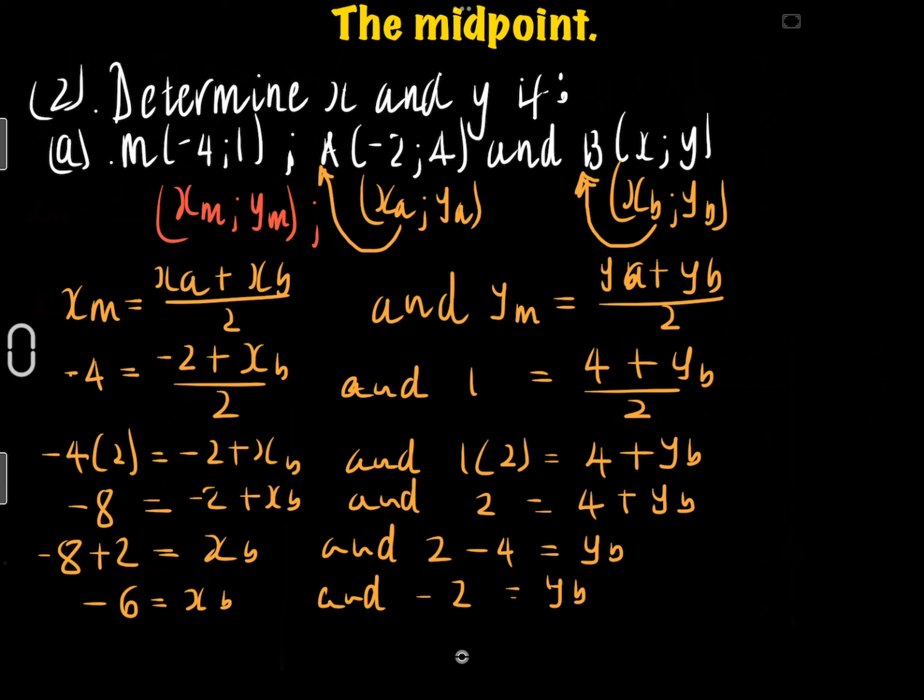So therefore b, xb and yb are equal to, so the coordinates are -6, where x is -6 and y is -2. Okay, that's our application for the second question, question 2a.